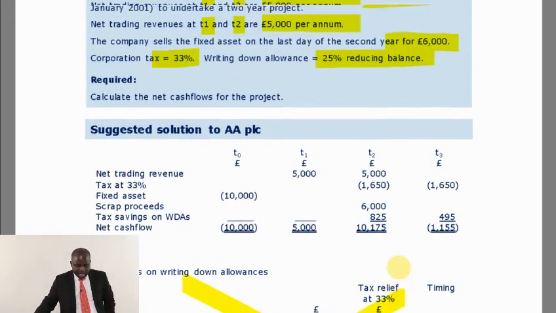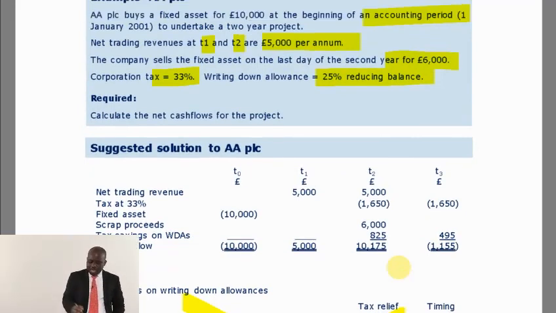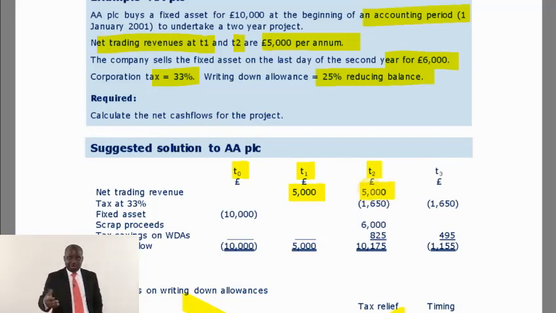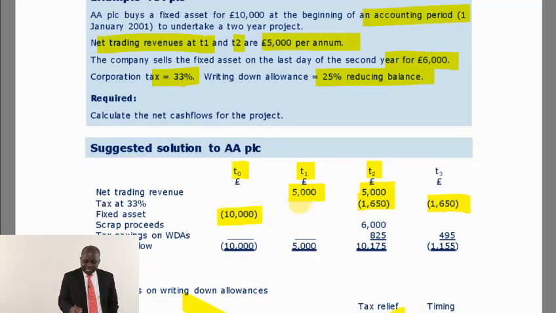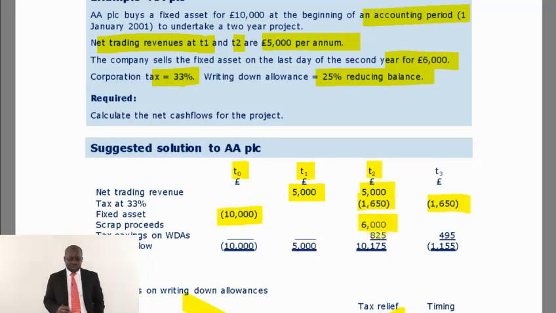Okay, now the project is for 2 years. So year 0, year 1, year 2. Forget about year 3 for now. The question told us net trading revenue is 5,000, 5,000, 5,000. Net trading revenue is the same as the cash profit. If you get a cash profit, apply your tax rate. Tax is 33%. They assume that tax is paid 1 year in arrears, so they put a tax of 33% on. The asset is for 10,000. Residual value is what? 6,000.